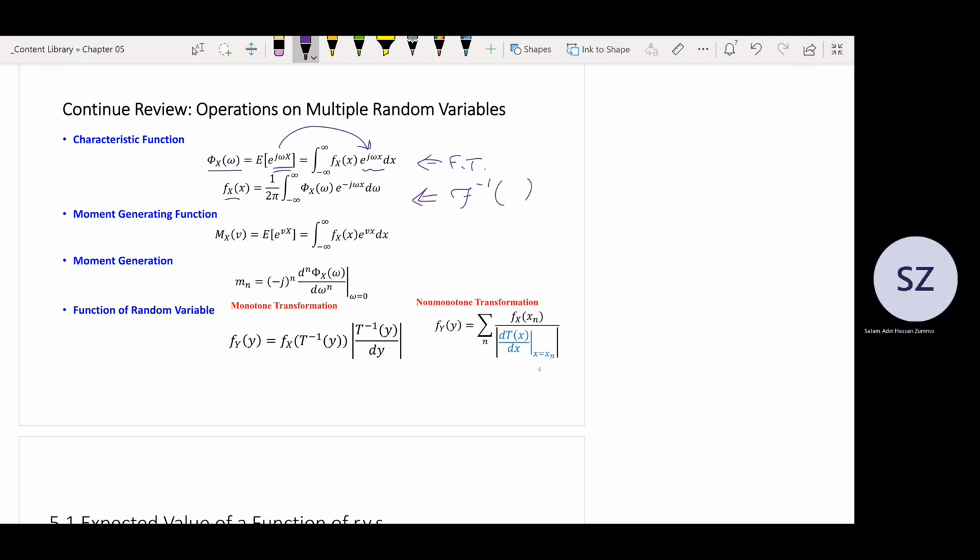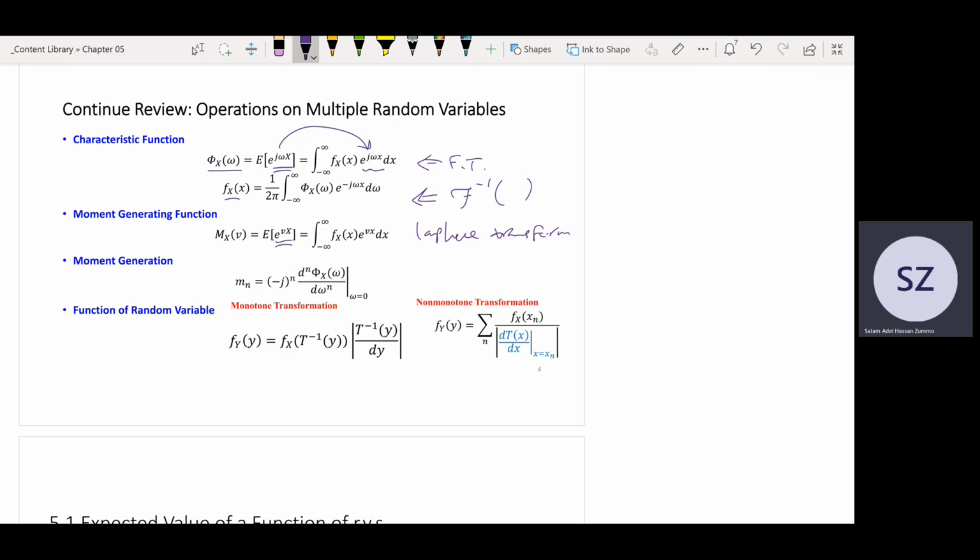Similarly, the moment generating function was the same idea, but instead of the Fourier transform, e to the j omega x, we have e to the s x, whatever we call it. This is a dummy value. You can write it as a function of s, which will be the Laplace transform. Right? And of course, taking the inverse Laplace transform, you can get fx from the moment generating function.